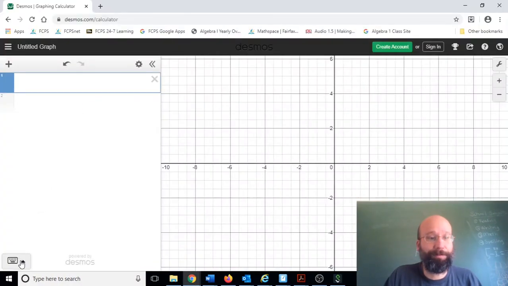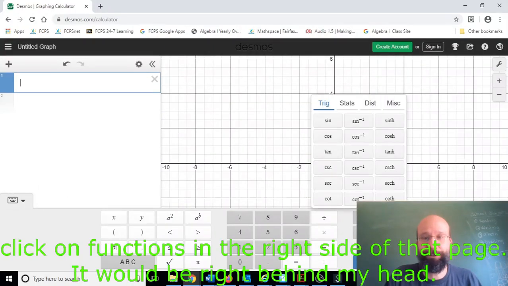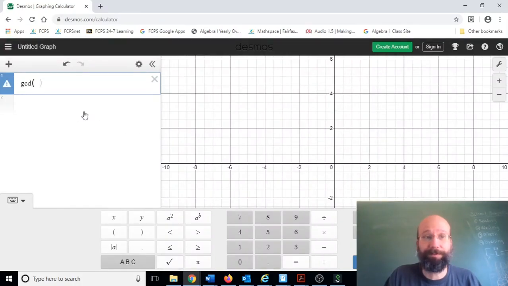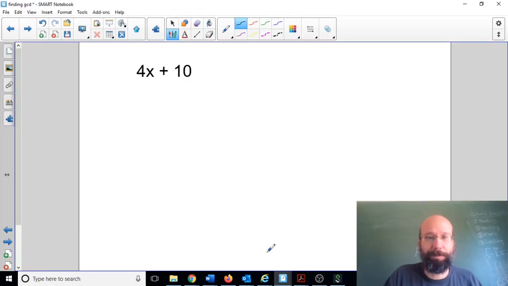In Desmos, to find a GCF, you want to hit the keyboard arrow, hit functions, and then go over to miscellaneous, and it's this one here, GCD, greatest common divisor. For our purposes, they're the same. So our two numbers were 4 and 10. You want to type in 4, separated by a comma, and 10. And then that'll tell you what the GCF is. The GCF is 2. So we go back to our problem. The GCF of 4 and 10 is 2. So that's the greatest common factor of these two terms.